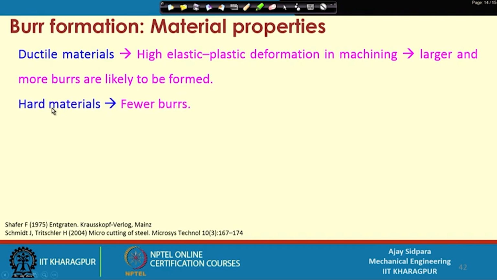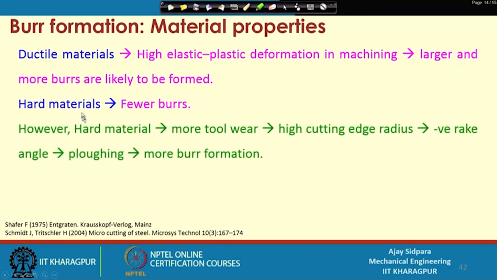And if you see the hard material, you will get less burr, because it will be exactly opposite to this part. But again there is a problem in the hard material also, because if you machine a hard material, your tool wear will also be very high, and when the tool wear is high, we have already seen the effect of cutting edge radius, because it should be very sharp. If the sharpness is gone by means of wear, then negative rake angle, plowing, and all these things start coming into action, and again you will get more burr formation.